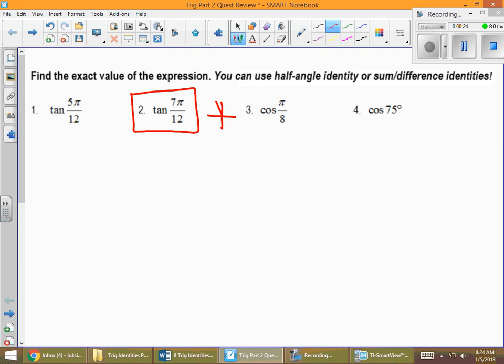So we have to remember where tangent is positive. Tangent's positive in quadrants 1 and 3. So we're going to expect a negative value here as our final answer. So I'm going to go ahead and recopy tan 7 pi over 12. And we're going to find two values that we know on our unit circle that will add to that.